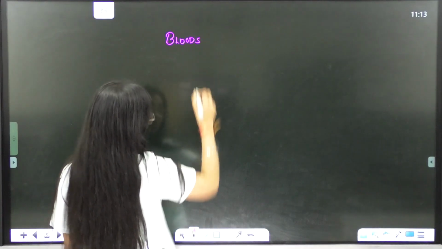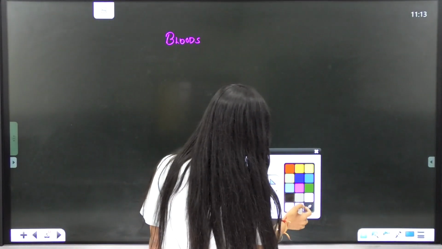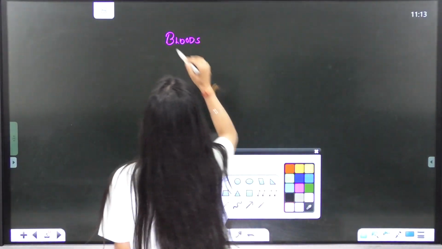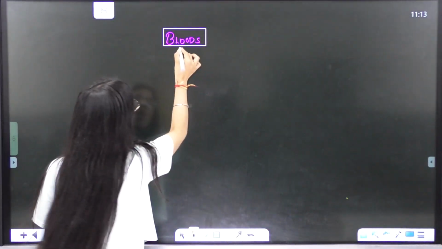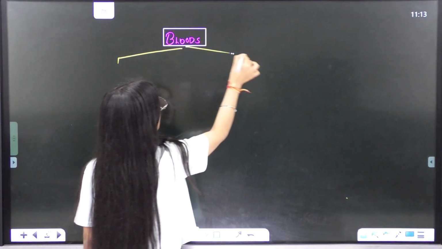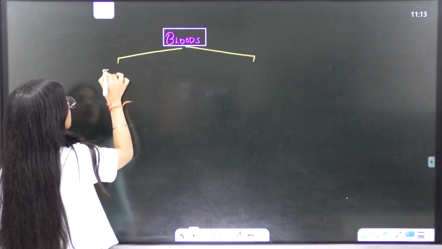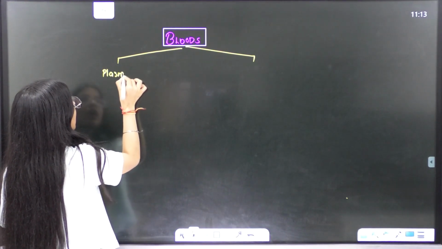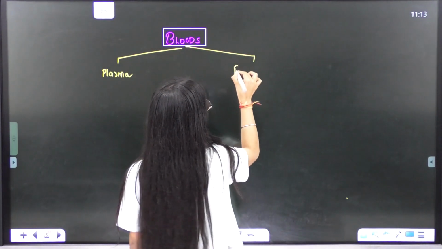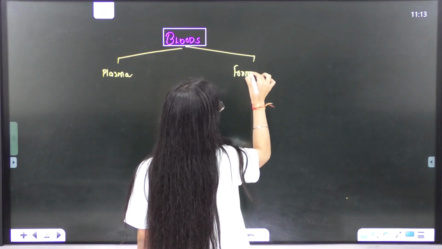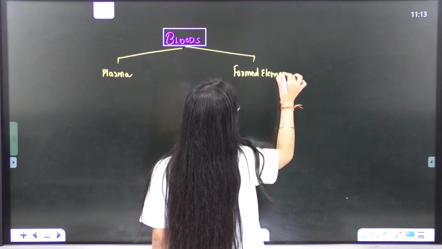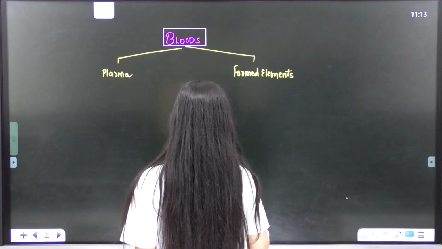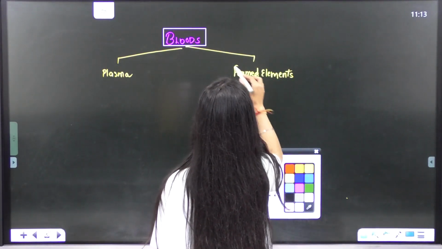When we talk about the blood of frog, likewise in our system, blood consists of plasma and formed elements, or we can say blood cells, right?